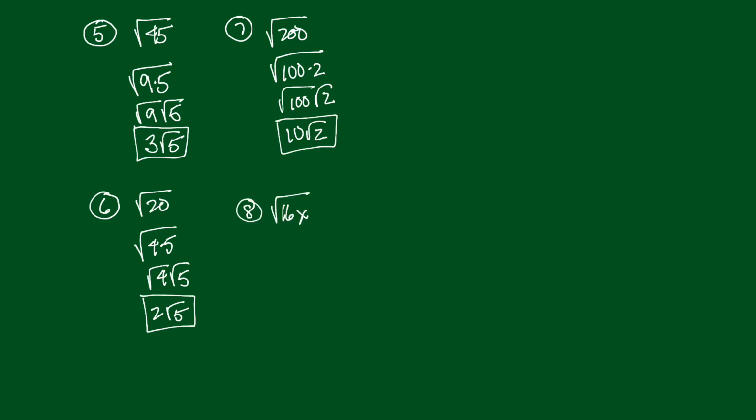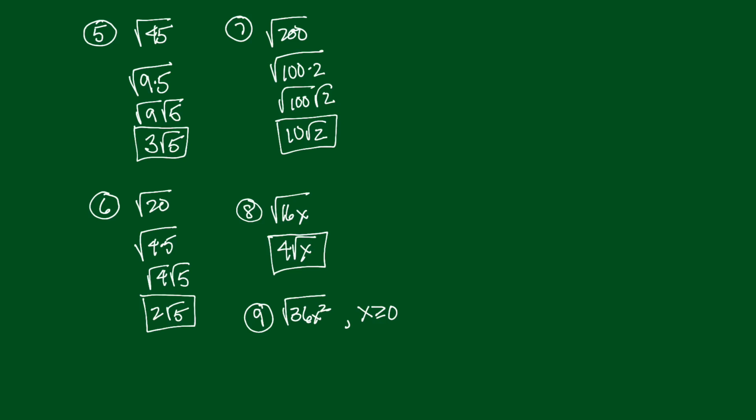Square root of 16x. Well, square root of 16 is 4, so I'm just going to write 4 square roots of x. I can't do anything with that x, so I'm going to leave it as 4 square roots of x. Square root of 36x squared. Now they're telling us this: assume that all the variables are positive or non-negative. All right, they're non-negative. So we're dealing with only 0 or positive numbers.